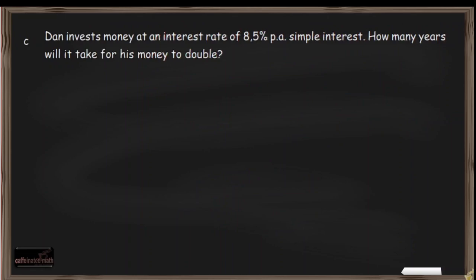Dan invests money at an interest rate of 8.5% per annum, simple interest. How many years will it take for his money to double? Well, we know what simple interest rate formula looks like. That's going to be A equal to P(1 plus i n), or i multiplied by n. Now, Dan's money is going to double, which means the A value is going to be equal to twice the principal value over here. And that's what I'm going to apply.